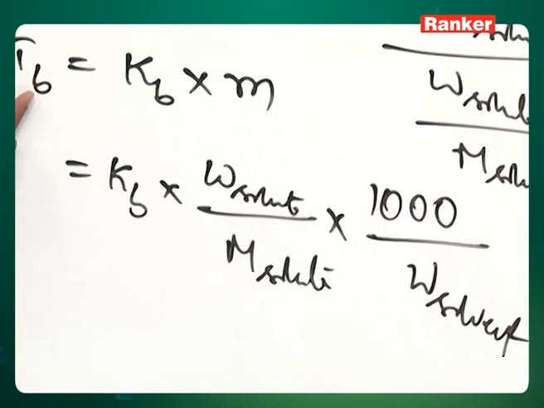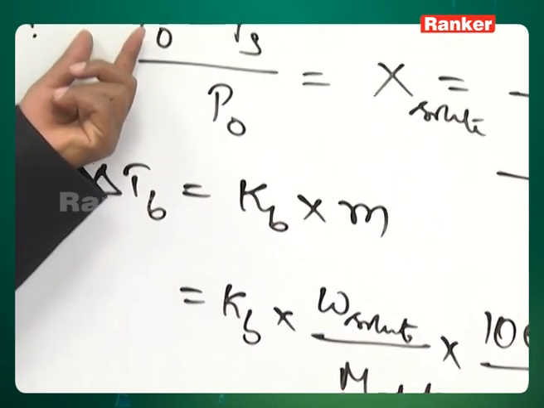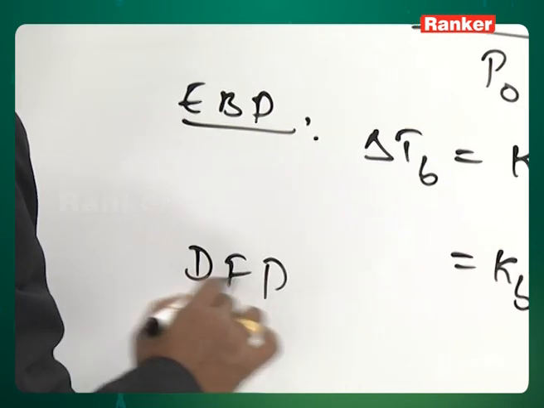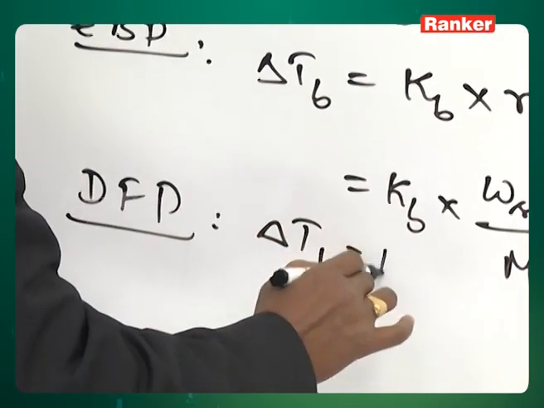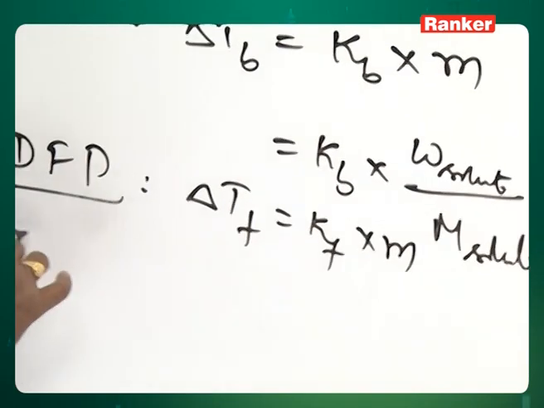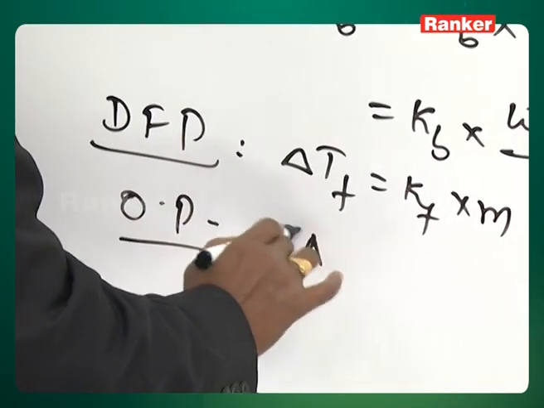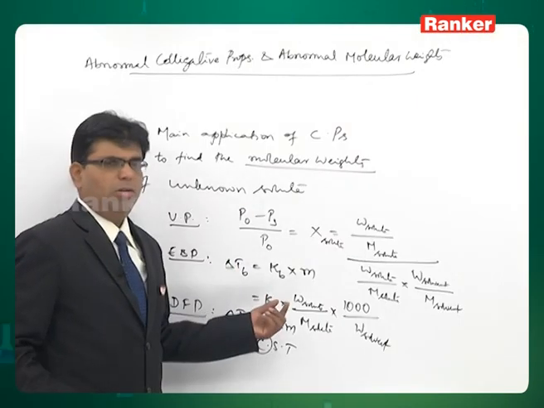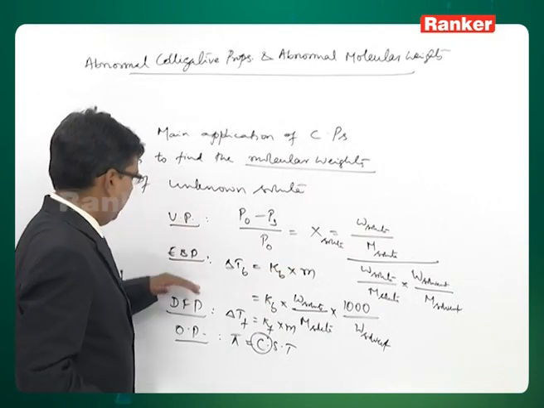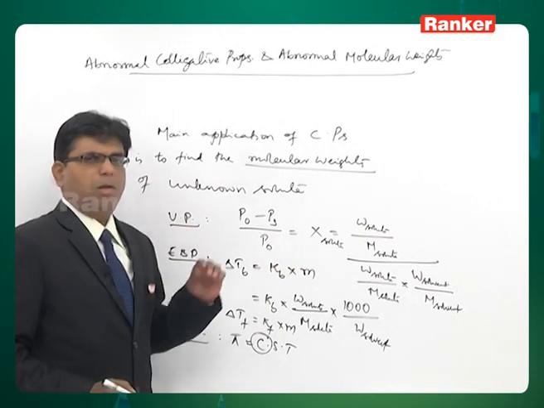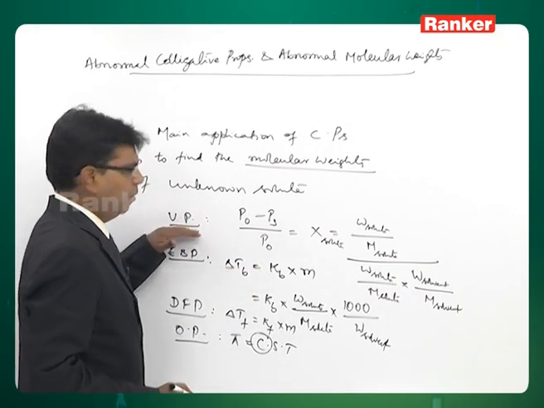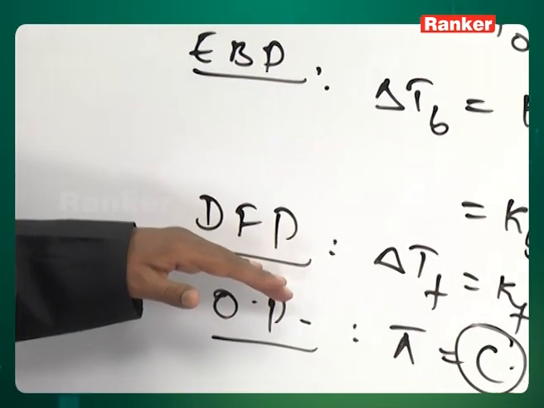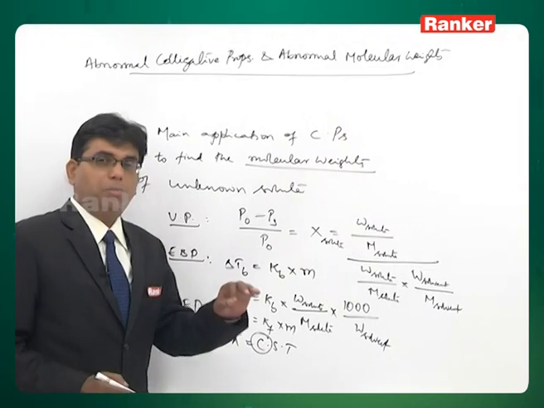So, experimentally if you determine the delta Tb value or vapor pressures of the solutions and all, again similarly depression in freezing point, delta Tf is equal to Kf into molality. Osmotic pressure, pi equals to CRT, where C is the molar concentration. So, ultimately take any colligative property, measure the vapor pressure of solution, measure the boiling point of the solution, or measure the freezing point of the solution, or measure the osmotic pressure of the solution.